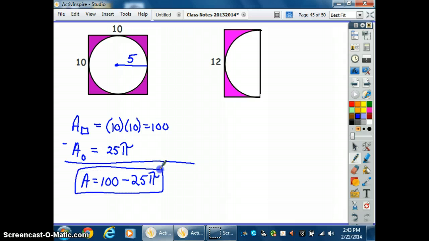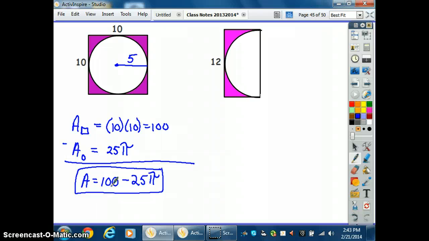Again, these look strange, but you could multiply 25 times 3.14 and subtract it from 100. And I think you end up with something like 21.5.